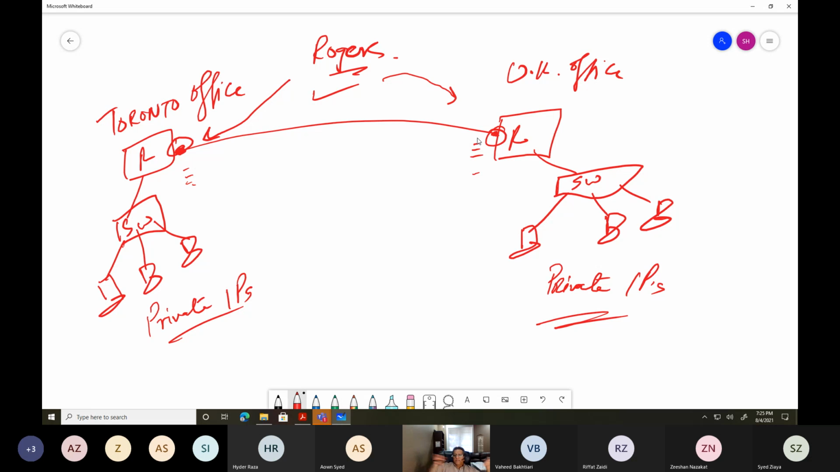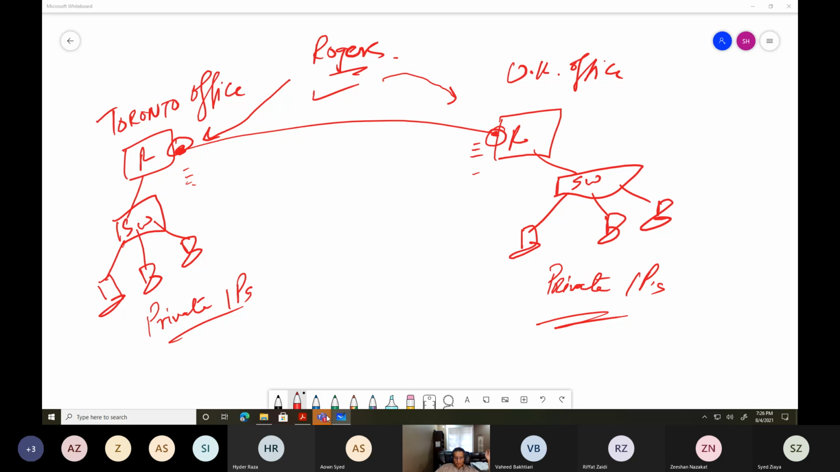It's a dedicated line. When I say dedicated line, Rogers has got nothing to do with it. They're not going to be tapping anything in that line. They're simply going to give you a 10 meg connection end to end. You're not going through the internet. Why would you say that if you're going through the internet? Any one reason?